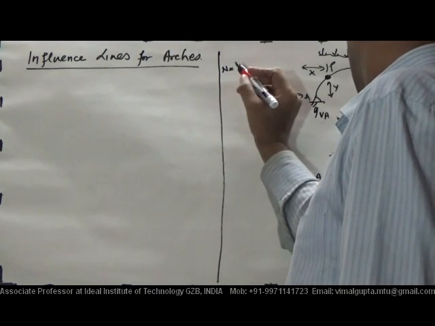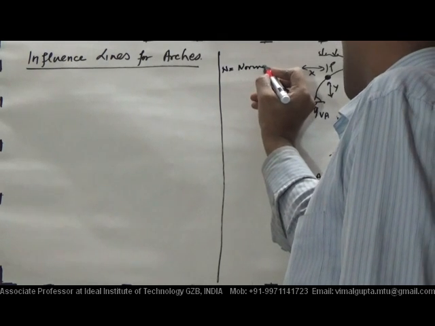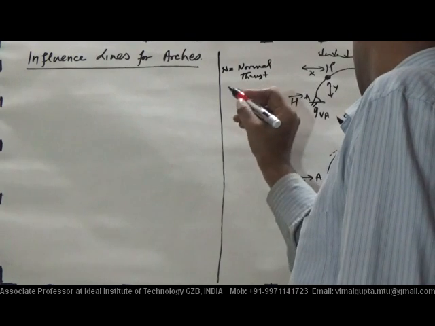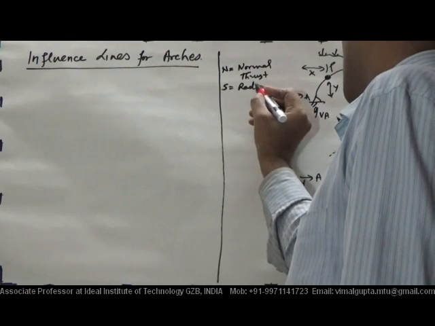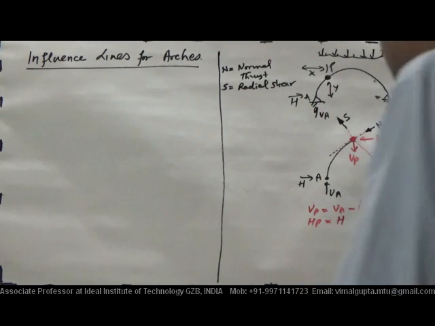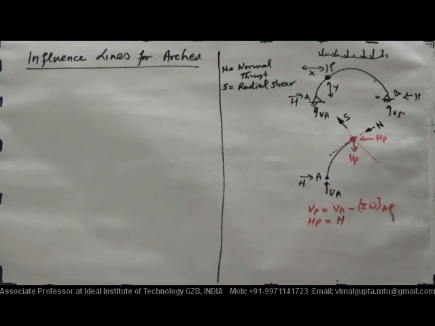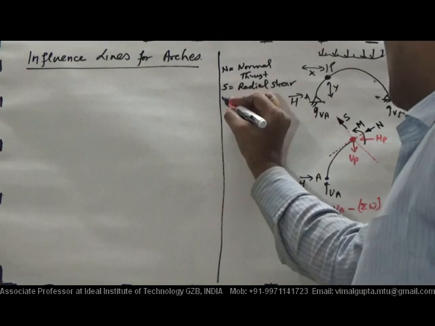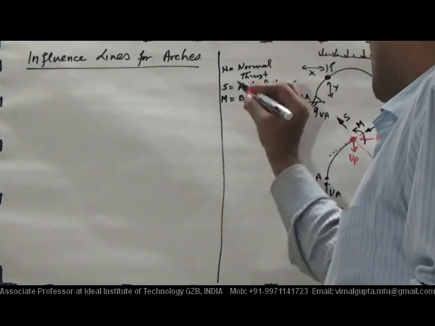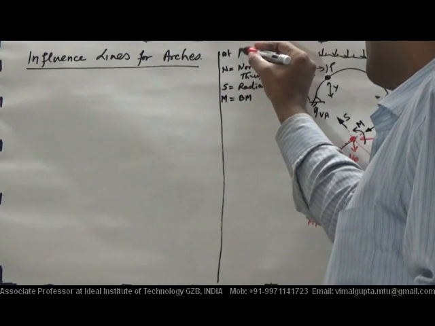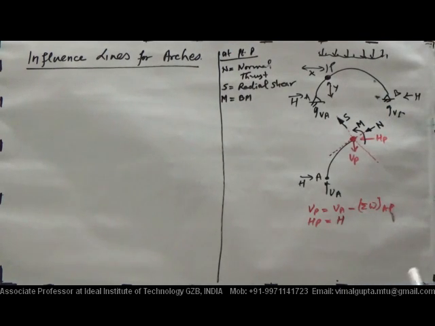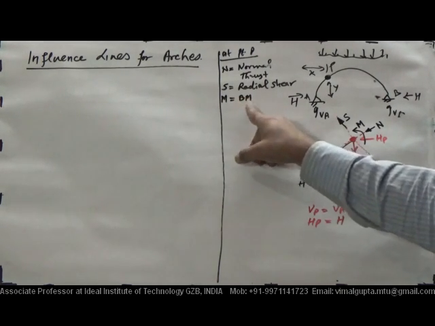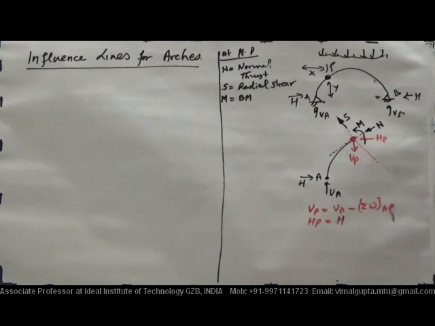So N is the normal thrust, and S is the radial shear. Now, apart from that, another type of force is the rotation type. So M will be the bending moment at any point P. The forces to be considered during the design are basically these three types: first is bending moment, radial shear, and normal thrust acting in that direction.